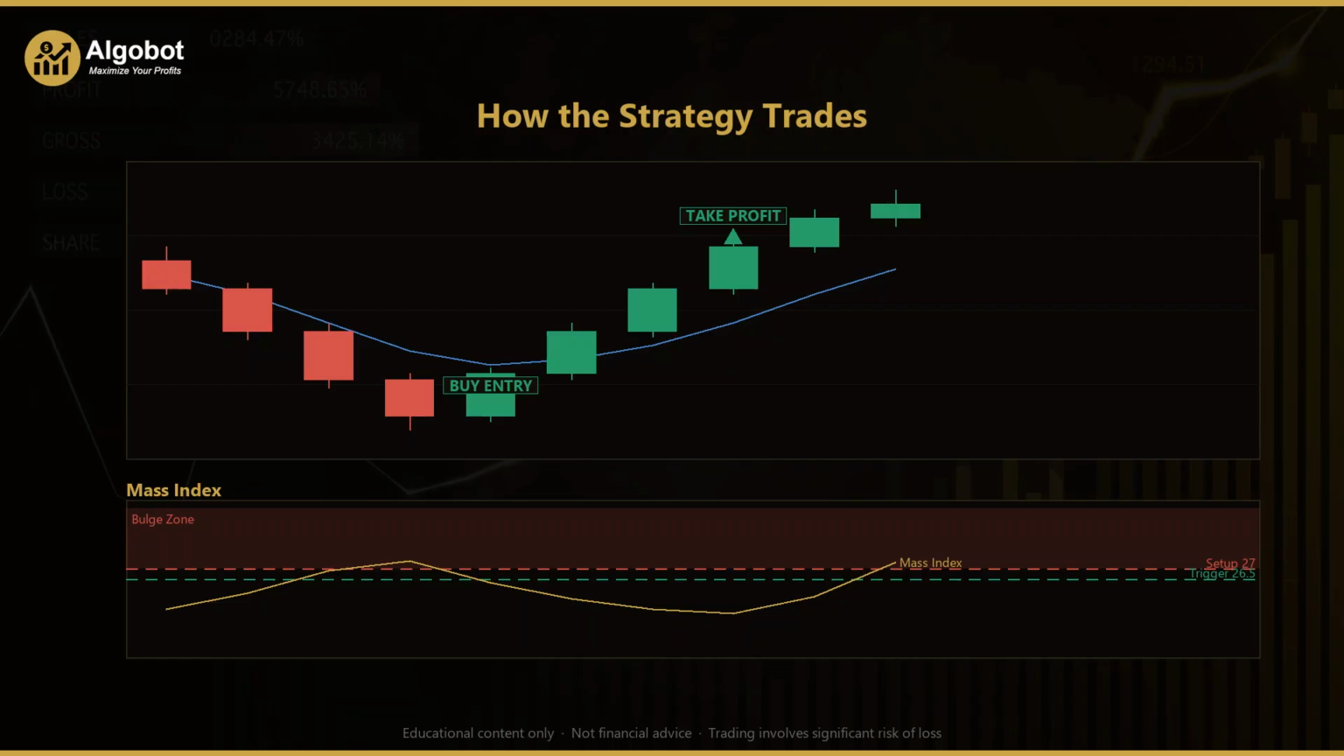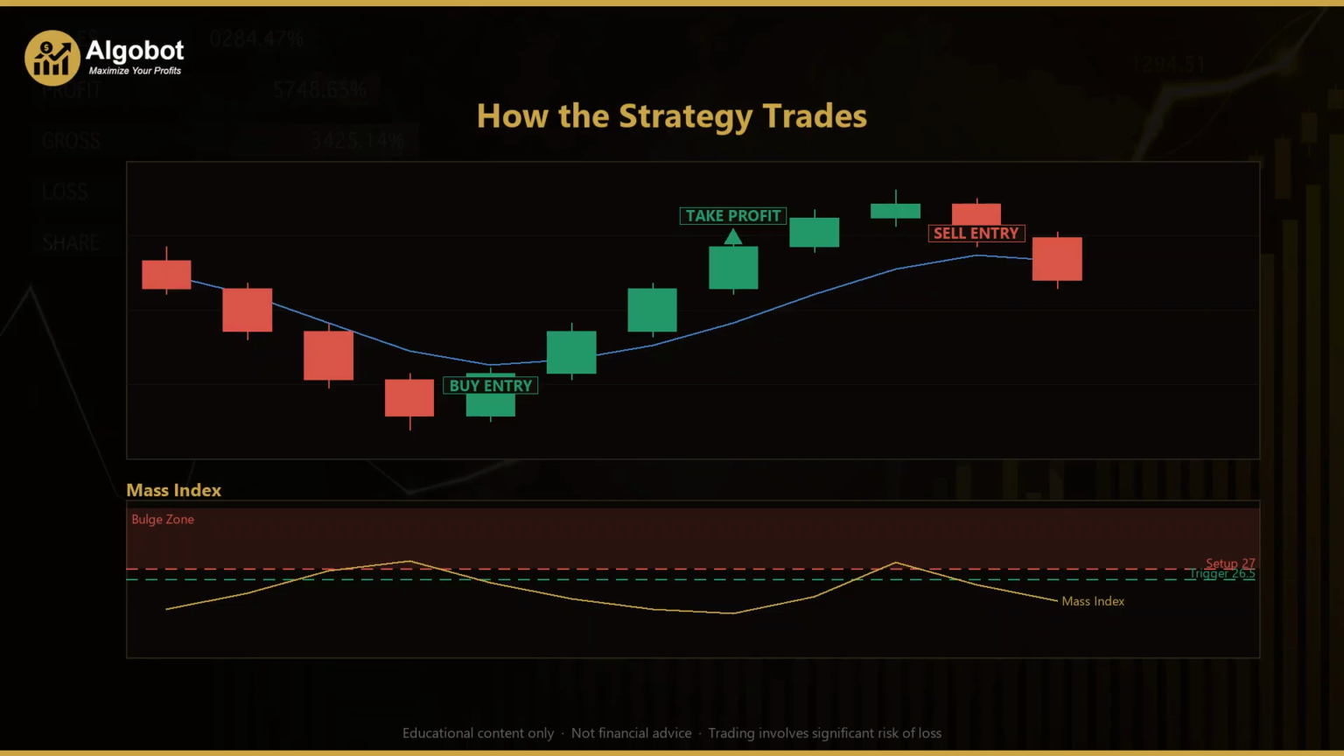Now the market keeps rising, and this is where the second setup builds. The candles continue climbing, printing higher highs, and the trend EMA is now sloping firmly upward. Down in the subpanel, the mass index climbs again, and once more it pushes into the bulge zone above 27. This time it is an up move showing signs of exhaustion. The strategy arms itself for the opposite trade.